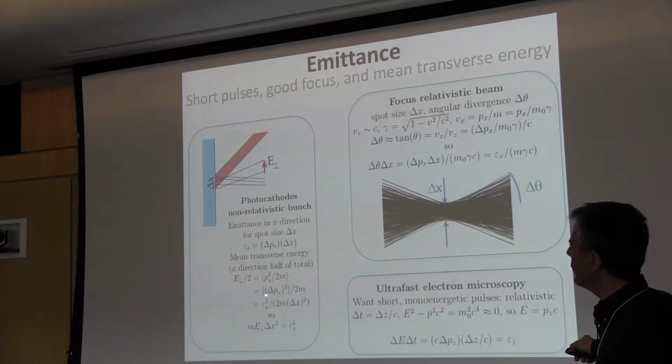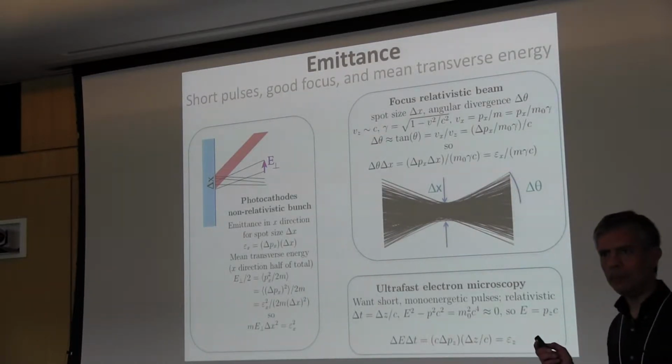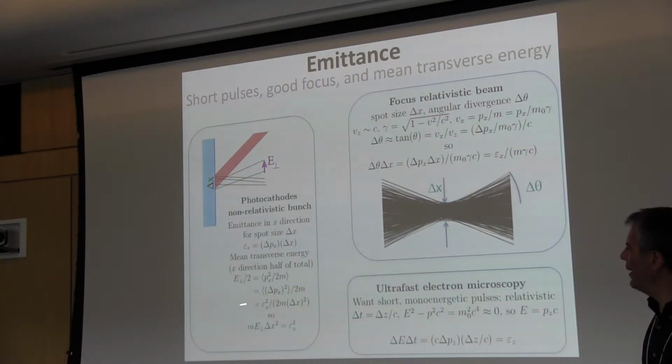But the px, if the emittance is delta px delta x, that's just the emittance squared in the x direction divided by this quantity. So the mean transverse energy times the mass times delta x squared is the emittance squared. Okay, so the mean transverse energy that everyone talks about times the spot size squared tells you what the emittance is. Cool?